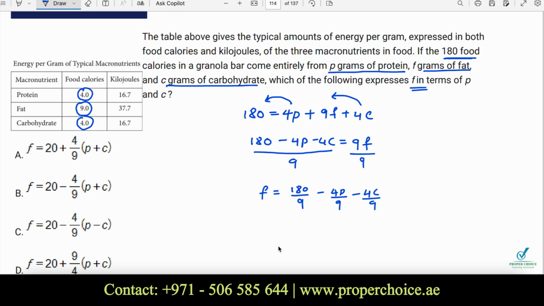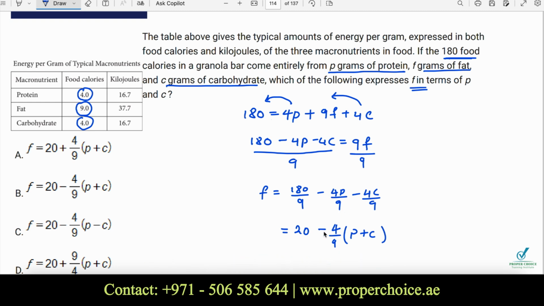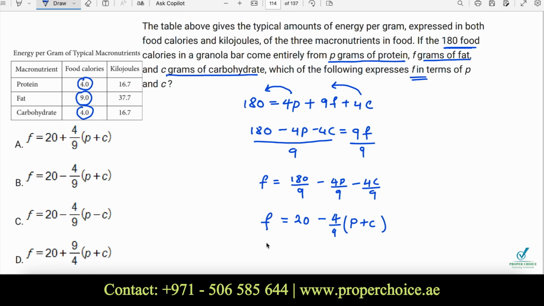After simplifying, what are you going to get? 180 by 9 is going to be 20, minus, if you take 4 by 9 as a common factor, then you are left in the bracket with P plus C. Why am I writing plus here? 4 by 9 multiplied by P gives me minus 4 by 9 P, and minus 4 by 9 multiplied by C also gives the same minus 4 by 9 C. So you are taking minus 4 by 9 as a common factor, and I am left with this. So this will be the equation of F in terms of P and C.